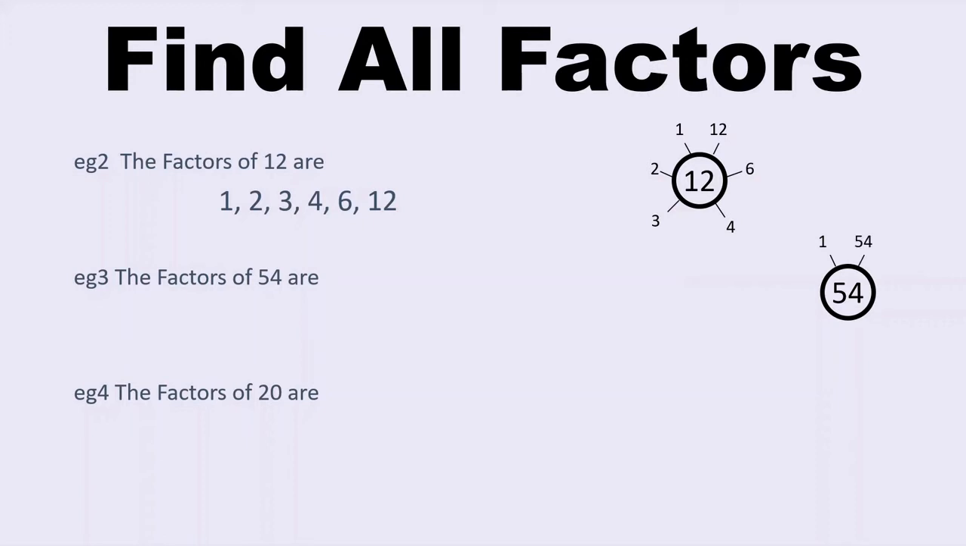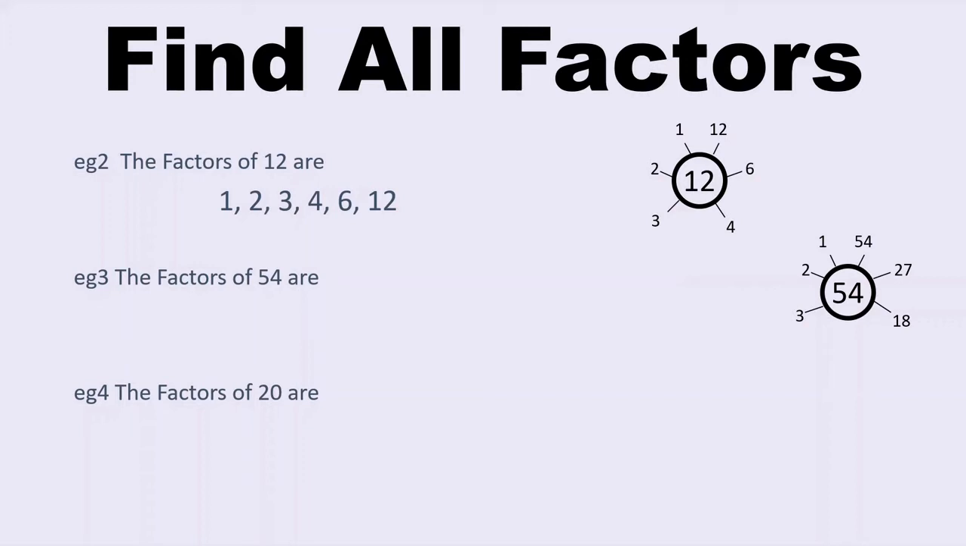So the next smallest factor would be 2, because, can 54 divide by 2? Yep, 54 divided by 2 is 27. Next, I'll try 3. Can 54 divide by 3? Yes, it can. 54 divided by 3 is 18. What about 4? Can 54 divide by 4? No, it can't. 40 can divide by 4. 48 could divide by 4. The closest multiple of 4 that I can think of is 52. That's 4 times 13. But I can't divide 54 by 4.